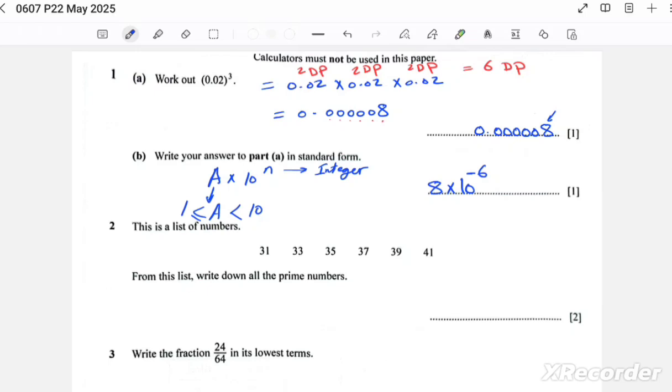Usually I recommend that you double check your answer. So look here, this 8, is it between 1 and 10? Yes. Is the power here an integer? Yes. So my answer is correct. Now let's move to the next one.